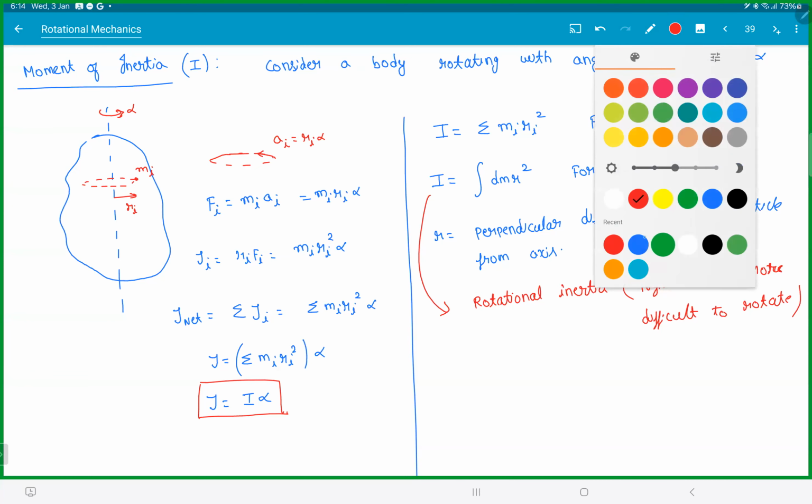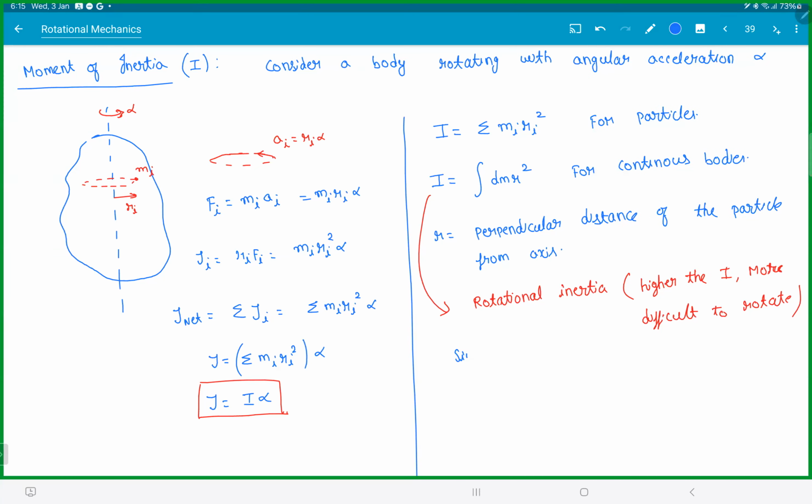So more difficult to rotate, that's the physical significance. Basically, this is similar to mass. Higher the mass, more difficult to translate. You can say mass is translational inertia. Moment of inertia I is the rotational inertia. Have a look at this.